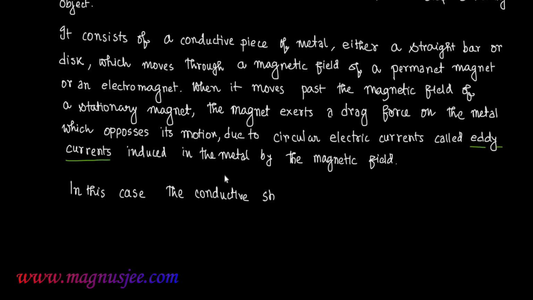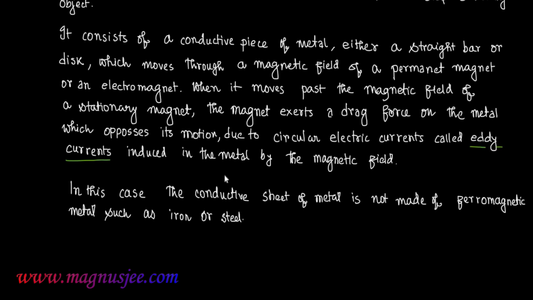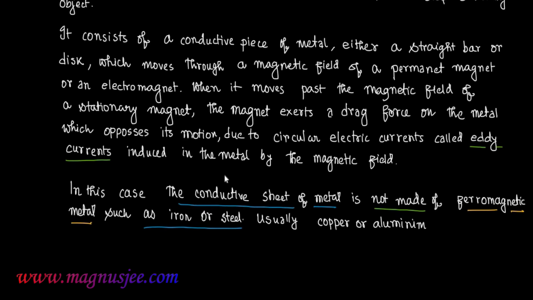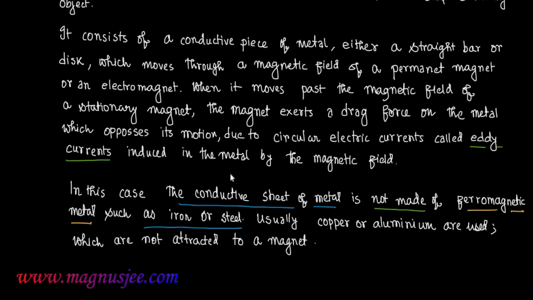In this case, the conducting sheet of metal is not made of a ferromagnetic metal such as iron or steel. Usually copper or aluminium, which are paramagnetic substances, are used, which are not attracted to a magnet.